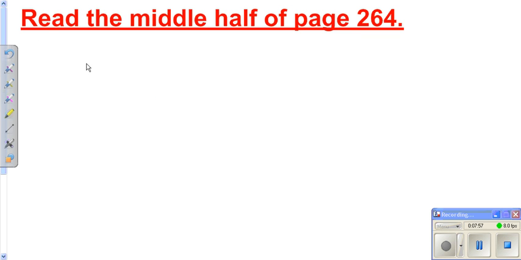In the middle half of page 264 in your book, you'll find some more information you'll want to go ahead and read.